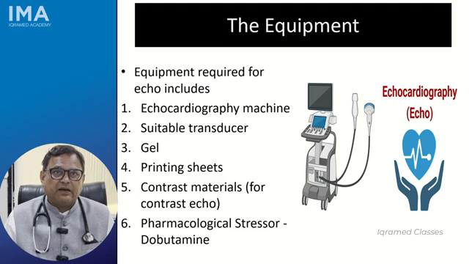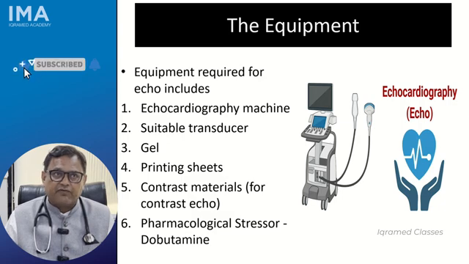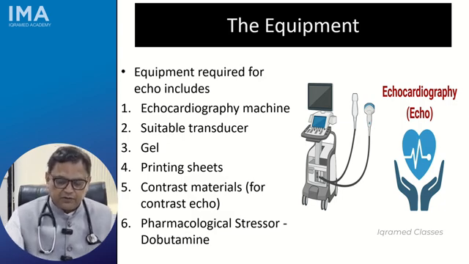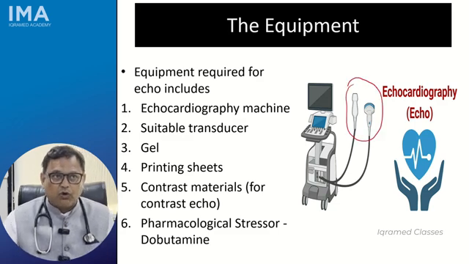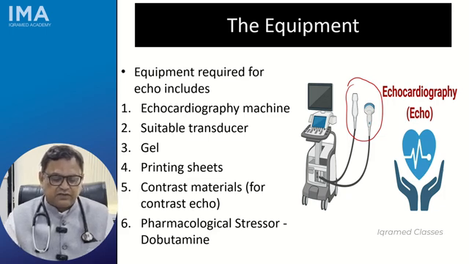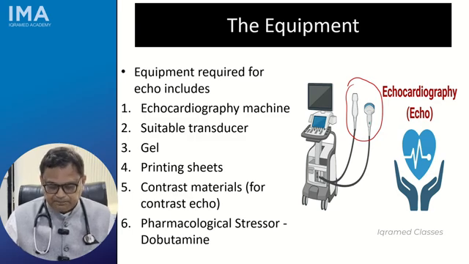So this is the equipment, and as you can see, it includes several parts. Of course, the main thing is the echocardiographic machine, but on the right side here you see the transducer probes that are available. Then here there is a place where you keep the gel for the transducer probes. Then there are some printing sheets, some contrast material, and sometimes pharmacological stressors and contrast agents may be required. So those are some of the hardware that are required to perform an echocardiogram.